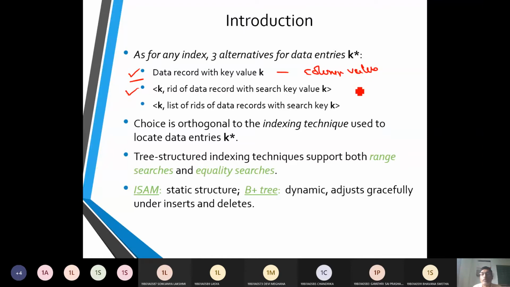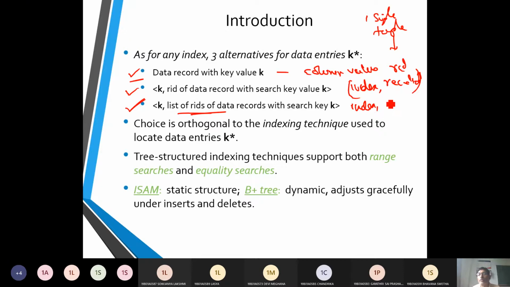Then we have K called an index, which is applied to a record ID for one single tuple. And the third, it will look up with a list of row IDs, an index followed by a list of record IDs.